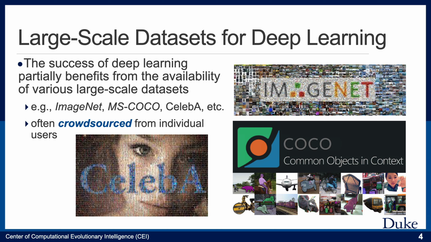Nowadays, deep learning has achieved amazing success in many applications. Such success of deep learning partially benefits from various large-scale datasets, such as ImageNet, Microsoft COCO, CelebA, and so on. These datasets are often crowdsourced from individual users.